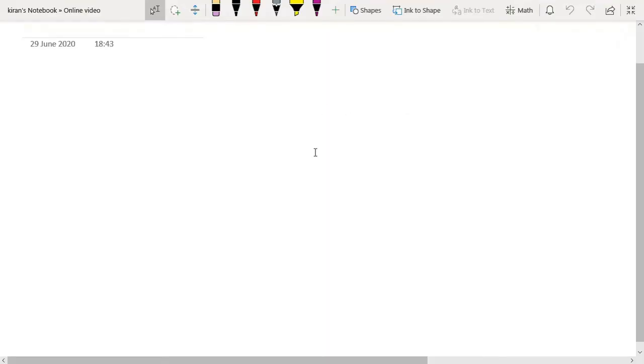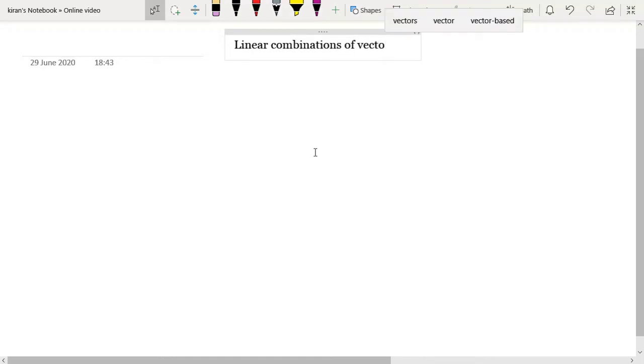So let's start our discussion with linear combinations of vectors. Whatever we are going to discuss today, we are going to consider that it is established that whatever set of vectors and set of scalars we are going to consider, they form a vector space. And based on that particular assumption, we are going to do the mathematics.